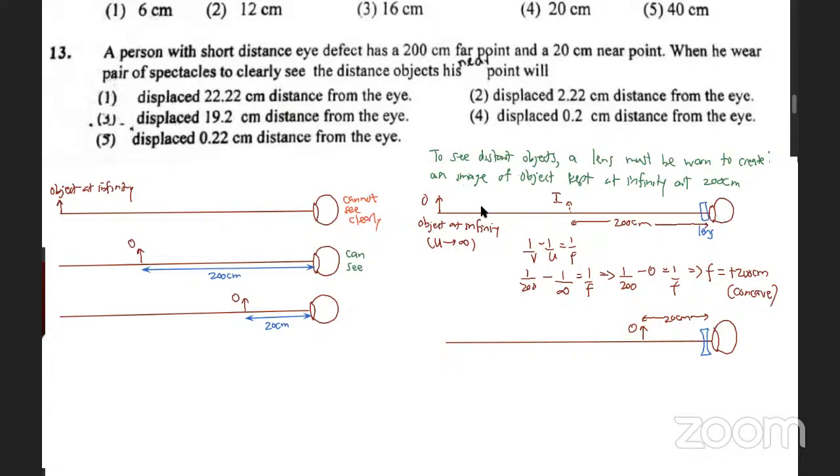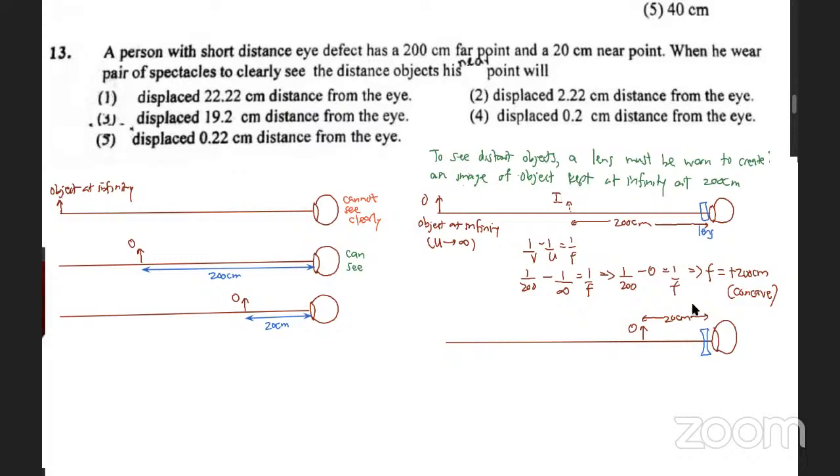Okay, and short-sighted people, what do they wear? They wear concave lens, right? Concave. Yeah, that's it. A short-sighted person should wear concave lens, not convex lens. These are small things. Careful.